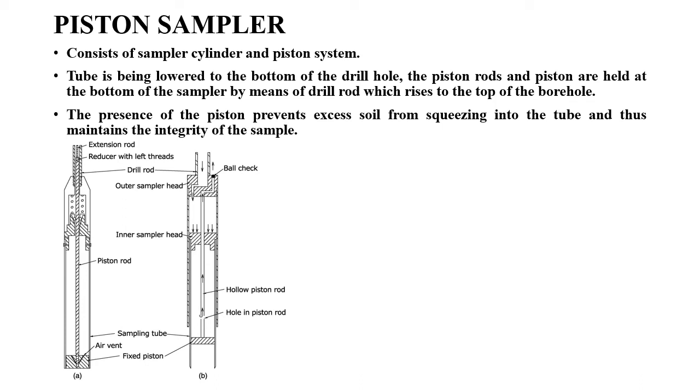Then, once the piston is kept stationary, this sampler tube will be advanced into the soil. Then the sampler is lifted after retrieving the soil sample, with the piston rod clamped in position. This piston actually prevents the entry of water and soil into the tube when it is being lowered, and also helps in retaining the sample during the process of lifting the tube. Using piston samplers, sampling in soft soils and saturated sands becomes much easier.